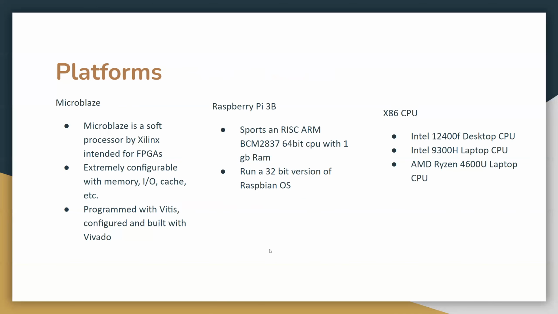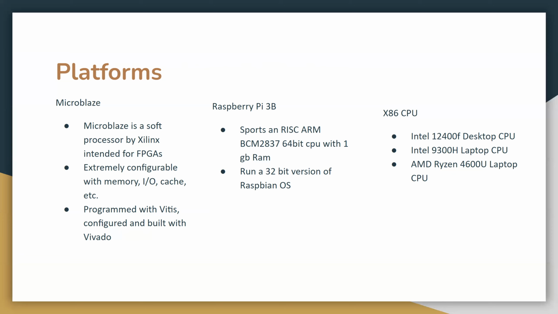So I'm going now to talk about the platform. We are using 3 different devices: the MicroBlaze, the Raspberry Pi 3B, and the x86 CPUs. The MicroBlaze is a soft processor by Xilinx intended to be used for FPGAs. They are extremely configurable with memory and I/O cache. They can be programmed with Flight Disk, configured and built with hardware in Vivado.